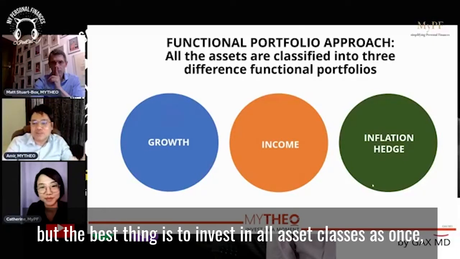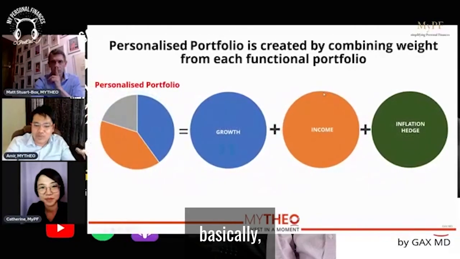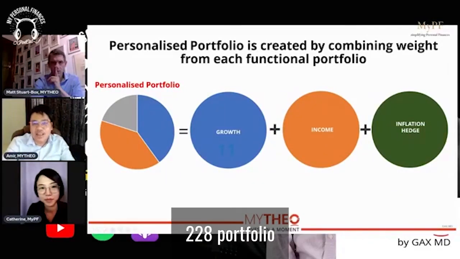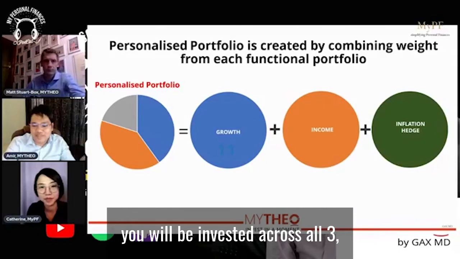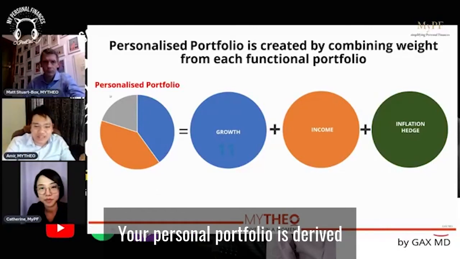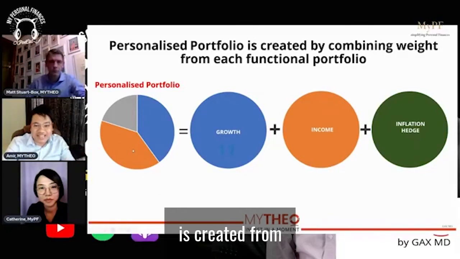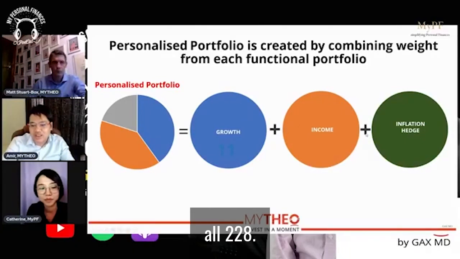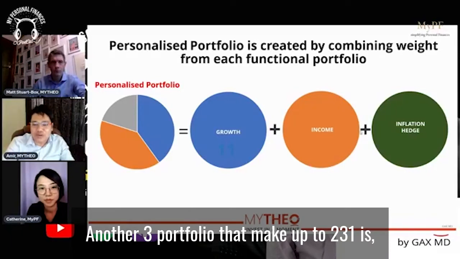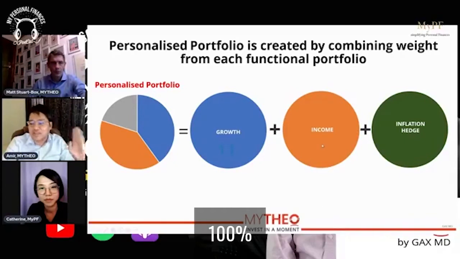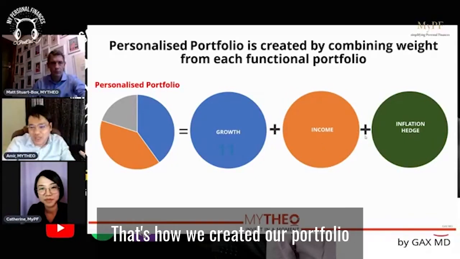But the best thing is to invest in all asset classes at once. Okay, this is how we created our portfolio. When you have a personalized portfolio, we have 231 portfolios, 228 of which invest across all 3 portfolios: growth, income, and inflation hedge. Your personalized portfolio is created by combining the weight of each of these functional portfolios. Another 3 portfolios that make up 231 are if you decide to invest 100% in growth, 100% in income, or 100% in inflation hedge.